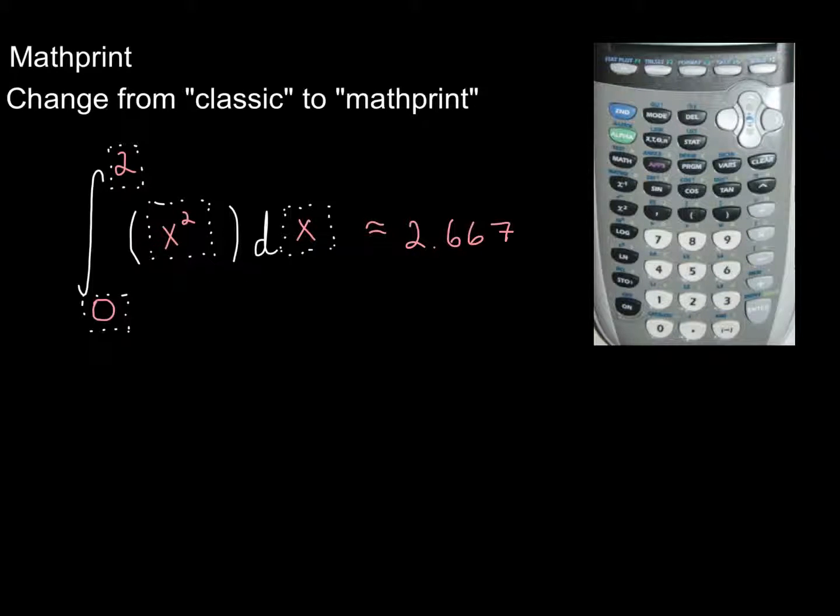Alright, so whether you like classic or MathPrint is really up to you. I grew up where the only option was the original fnInt option, and they both work equally well and are totally equal as far as what you can do with them in your calculator. So it's really pretty much up to you.